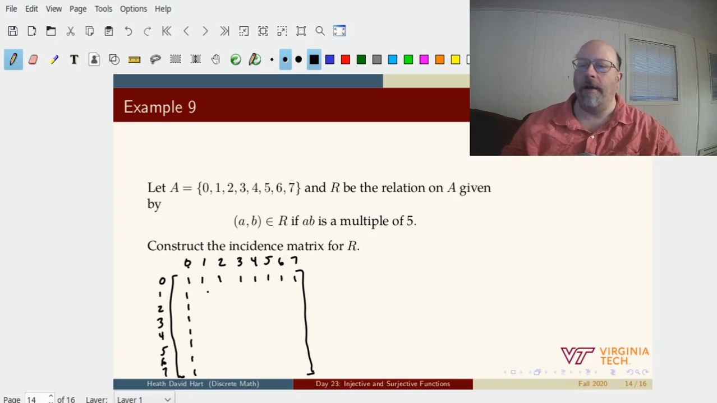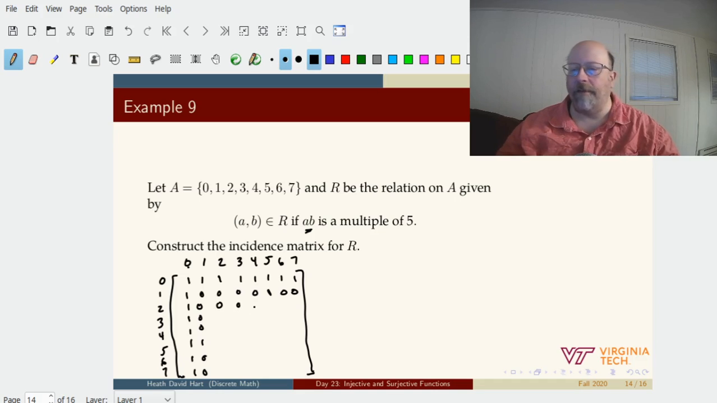So let's talk about 1. Is 1 times 1 a multiple of 5? And the answer is no. 1 times 2 is not a multiple of 5. 1 times 3 is not a multiple of 5. 1 times 4 is not a multiple of 5, but 1 times 5 is 5. We look at 2. 2 times 2 is not a multiple of 5. 2 times 3 is not a multiple of 5. 2 times 4 is not a multiple of 5. But 2 times 5 sure is.